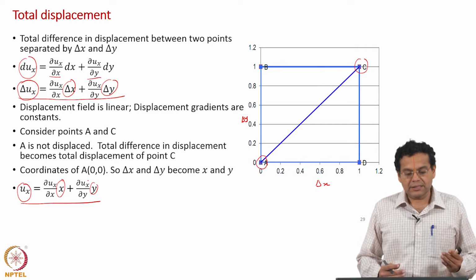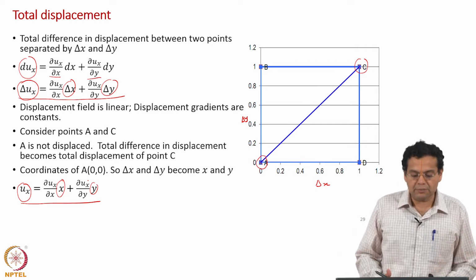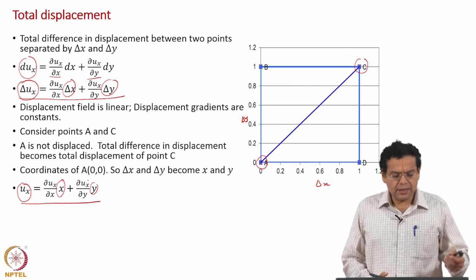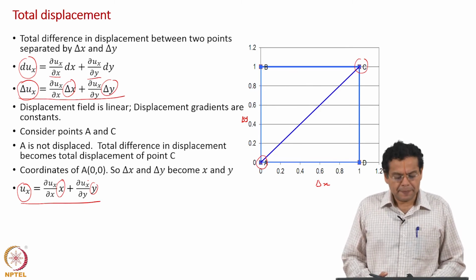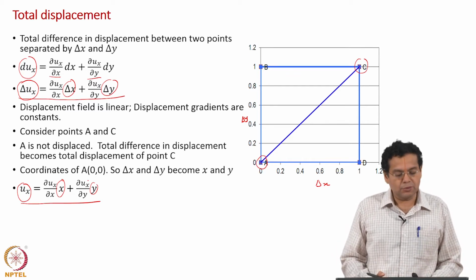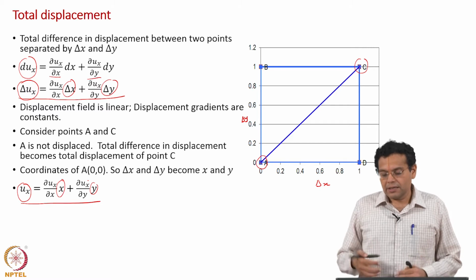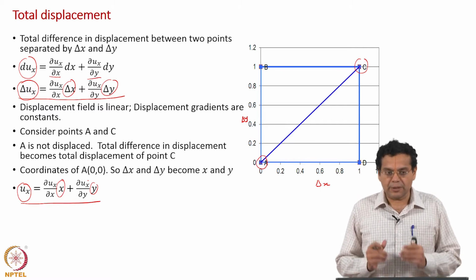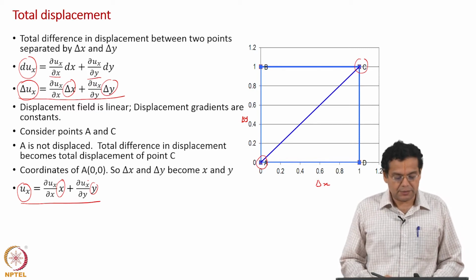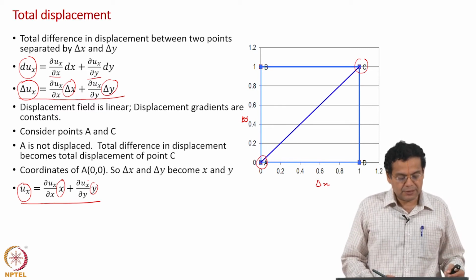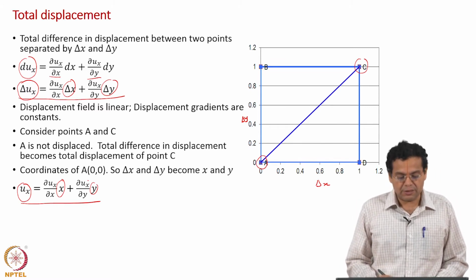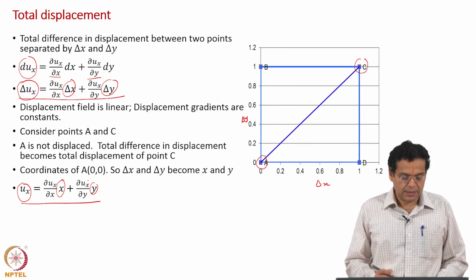So, what we have done is started with the total difference in displacement in terms of the partial derivatives, and then delta x delta y. Difference in displacement becomes displacement because one point does not move. So, for all the conditions we will take A as our reference point, so that it becomes easy to understand because A does not get displaced. So, the left hand side becomes just u x. One more simplification happens because the coordinates of A are 0 comma 0, delta x delta y becomes x and then y.